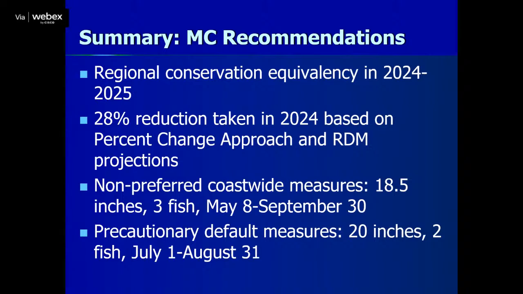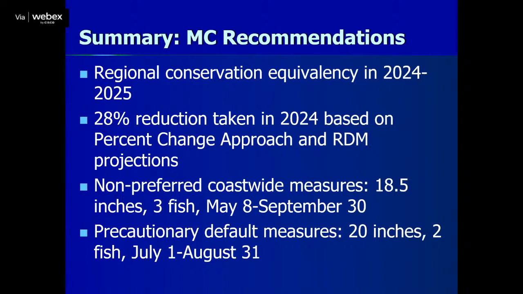Nicola? Thank you. Yes, a question to Chelsea. You mentioned that states should submit their seasons for both 2024 and 2025. So that leads me to conclude that there is some flexibility for states to have a slightly different season length in year two, such as to maintain opening on a Saturday, for example. But the process would be to have measures in 2024 that would take the 28% cut, and then using the RDM have measures in 2025 that would be conservationally equivalent in terms of harvest, but with a slightly different season. Is that correct?